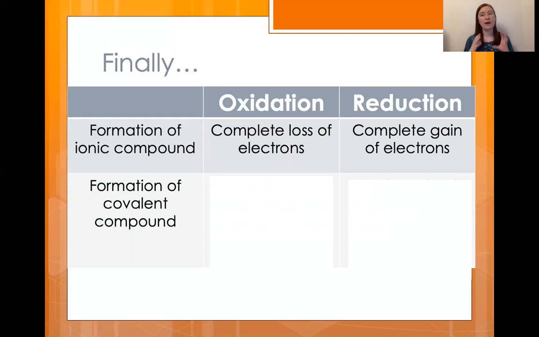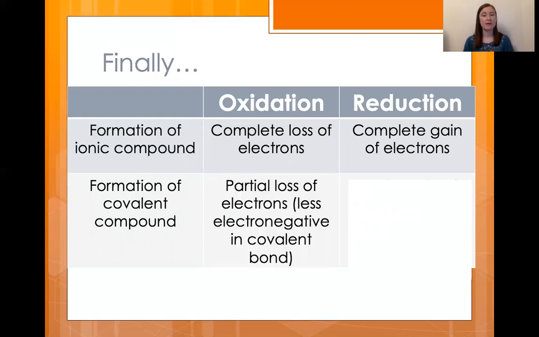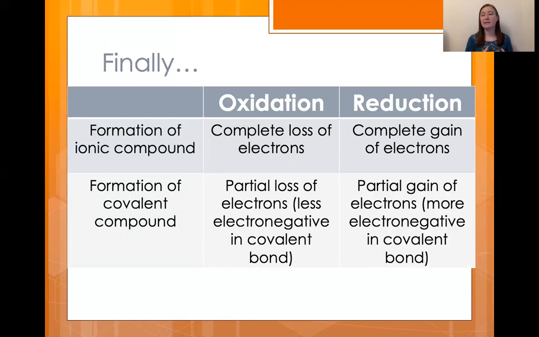If we're dealing with a reaction in which we're forming a covalent compound, oxidation would mean there's a partial loss of electrons. The less electronegative element partially gives up its electrons and becomes oxidized. And the more electronegative element partially gains electrons, and so it becomes reduced.